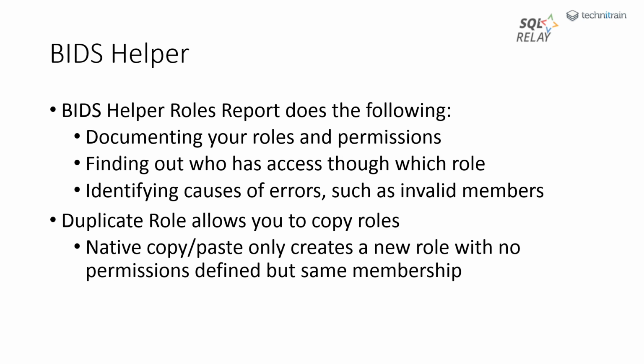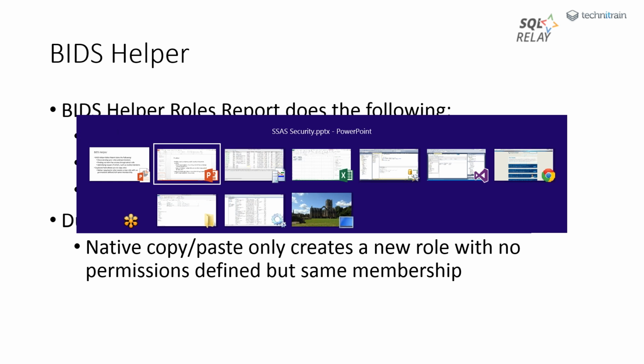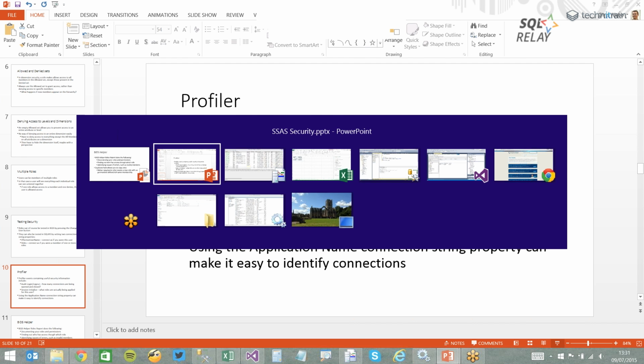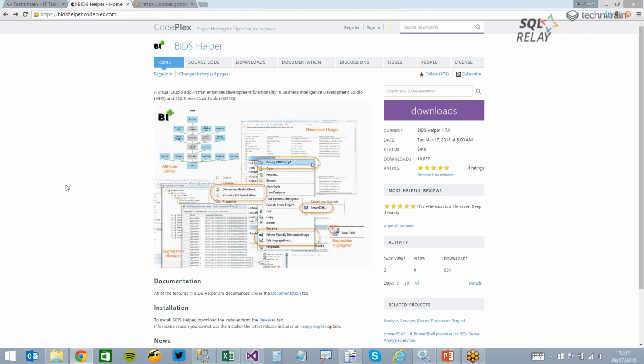Also, thinking about useful tools to help you do your job, don't forget BIDS Helper. I'm sure you have already heard about BIDS Helper. It's a really handy tool developed by the community and containing loads of really useful functionality for Analysis Services, Integration Services, and even Reporting Services developers. You can get hold of BIDS Helper by going to the BIDS Helper homepage and downloading it. It's regularly updated. There are versions for all versions of Analysis Services and all versions of Visual Studio, and it's got some really great functionality in there.